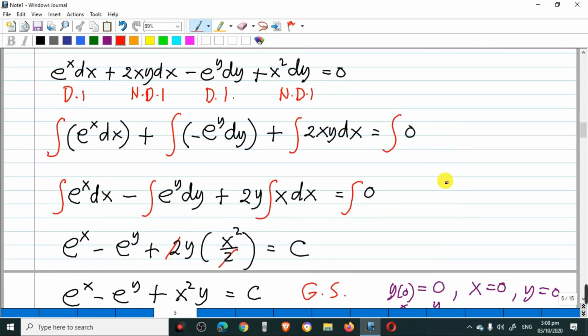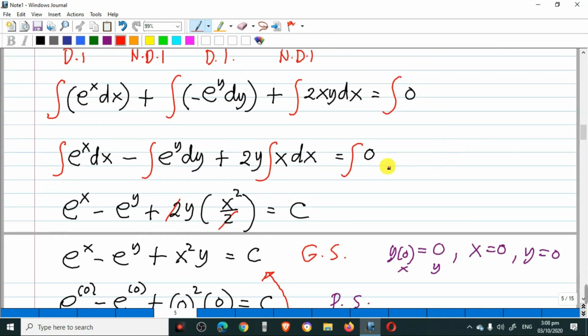Salamat! Hanggang dito muna yung ating example number 3. Under dito sa chapter 4, yung ating exact differential equation and solution to exact differential equation.